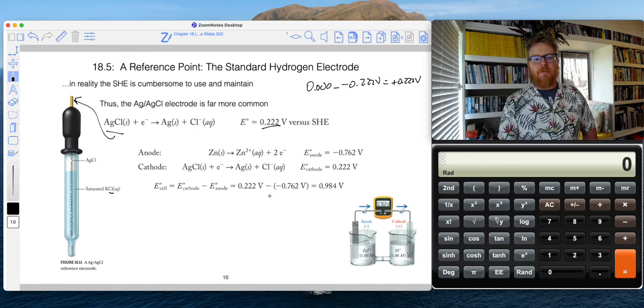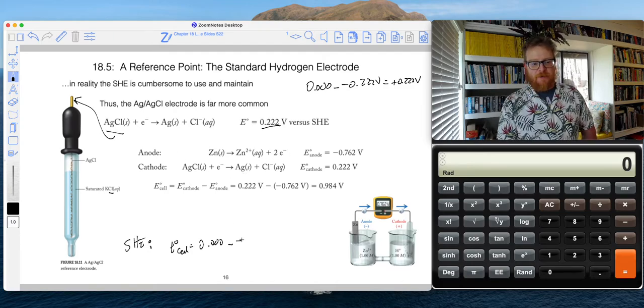If it was the standard hydrogen electrode, I'll write that down here, E cell equals, so the SHE would have been at the cathode, 0.000, and the anode still would have been our zinc reaction, which would be negative 0.762 volts. And that would give us that 0.762 volts, as you can see measured right here.